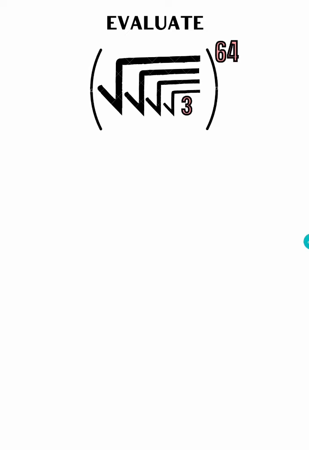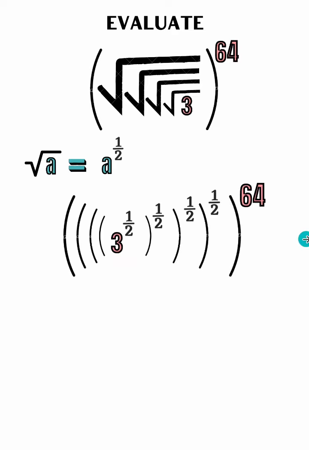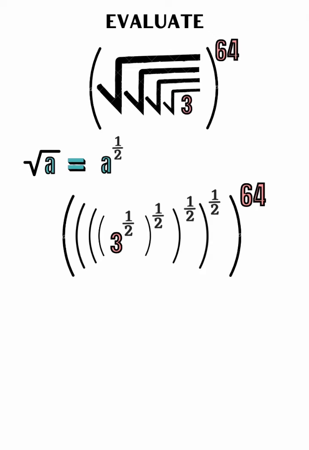A basic rule we can use to rewrite this is that square root of a is equal to a to the power of 1/2. So we can rewrite this equation as 3 to the power of 1/2 for the first square root, and this whole thing to another power of 1/2 for the second square root, and so on for all four of these square roots. And this whole thing would be to the power of 64. Now that we have rewritten the equation, let's solve and simplify this down even more.